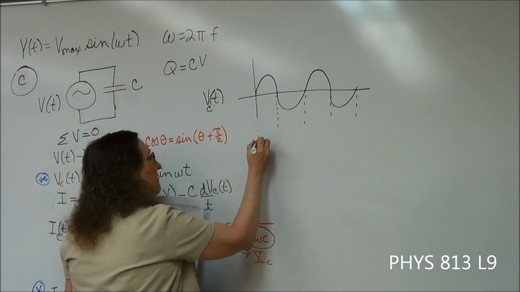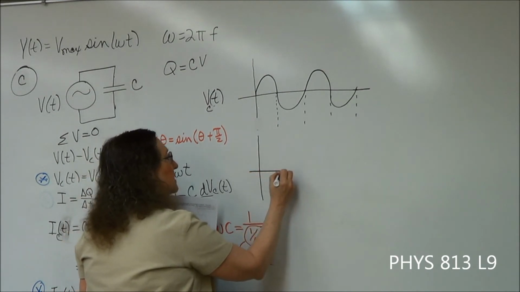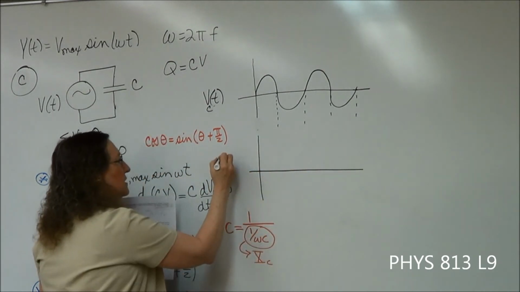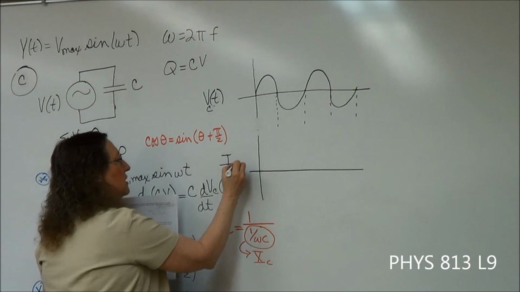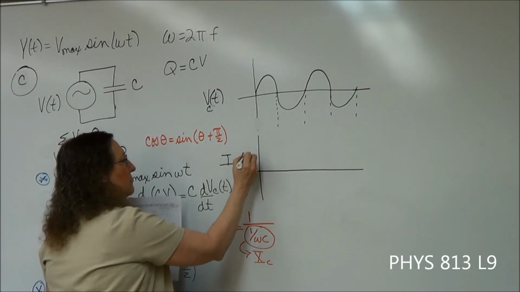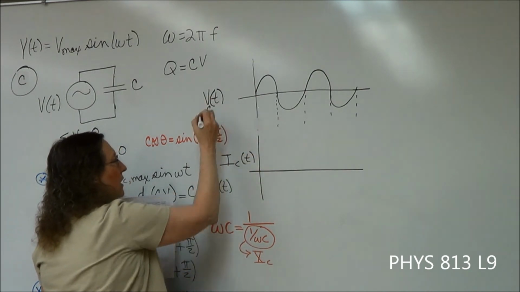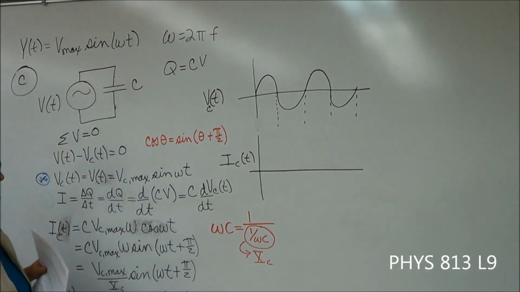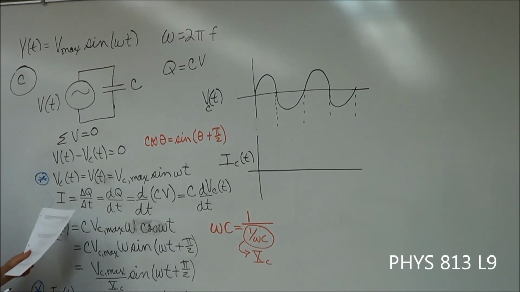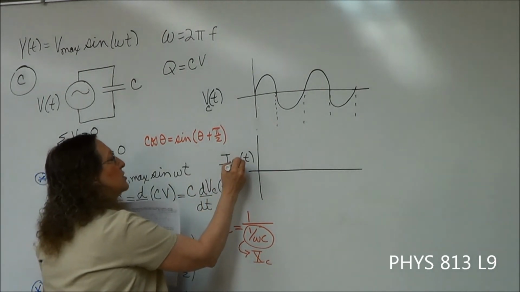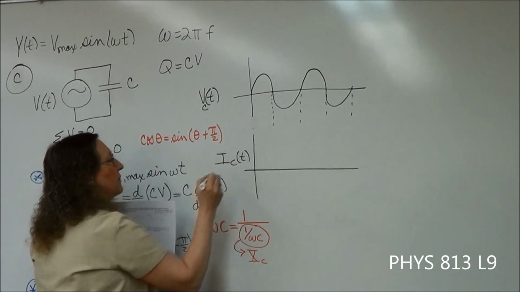So I have my y-axis and x-axis. This is going to be current at the capacitor. Maybe that's what I will call it, current at the capacitor, because it's not across the capacitor and it's not through the capacitor. So if we just say at the capacitor, that should be sufficient. So we'll make that a C.